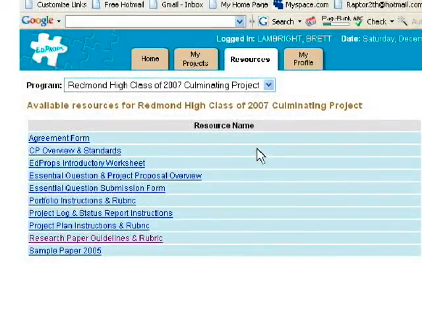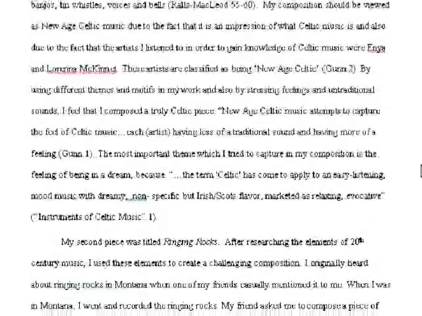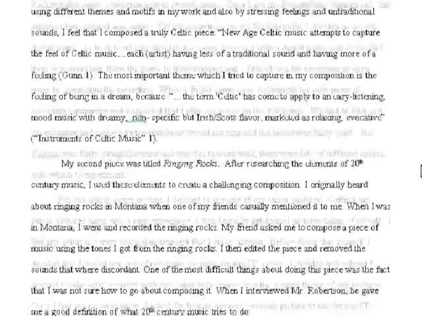Under the Resources link on EdProps for your research paper, you will also find a sample paper. Please skim over this. Look at the different headings, sections, and the information contained within it. This will help you write your paper.